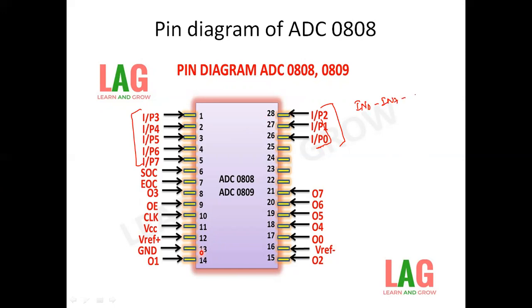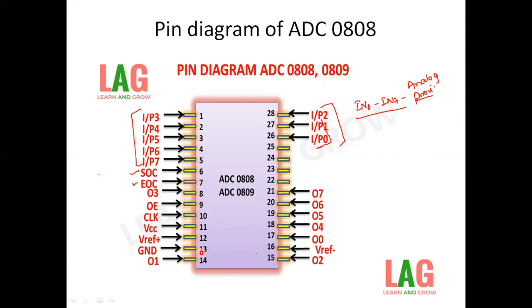So these are going to be used for providing analog signals. Why? Because it is an analog to digital converter, where we are going to give the analog input to the pins IN0 to IN7. That analog input is going to be converted. SOC means start of conversion, and EOC means end of conversion.